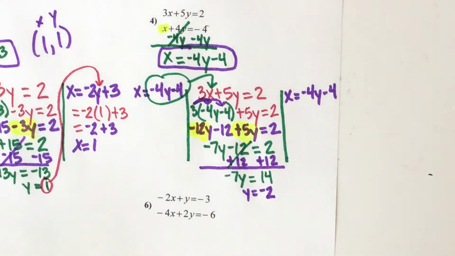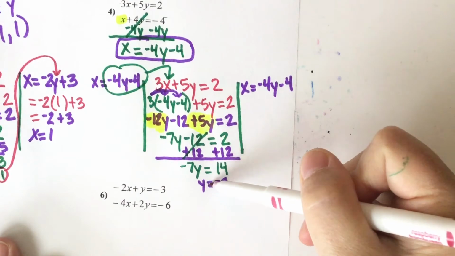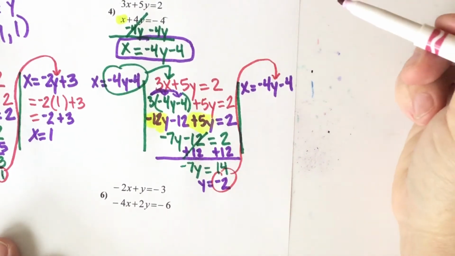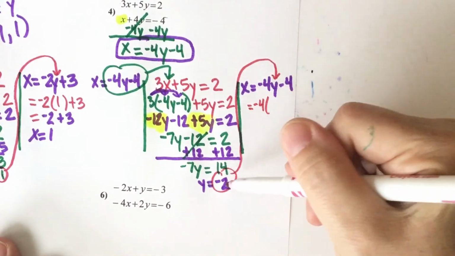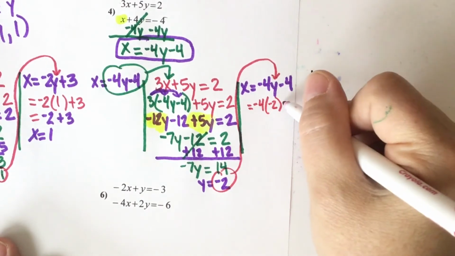Okay, it's time to substitute again. So this says y equals, so I'm going to take what y equals and put it in the y. So it's going to be negative 4, slap parentheses down, get negative 2 into that y, and recopy minus 4.